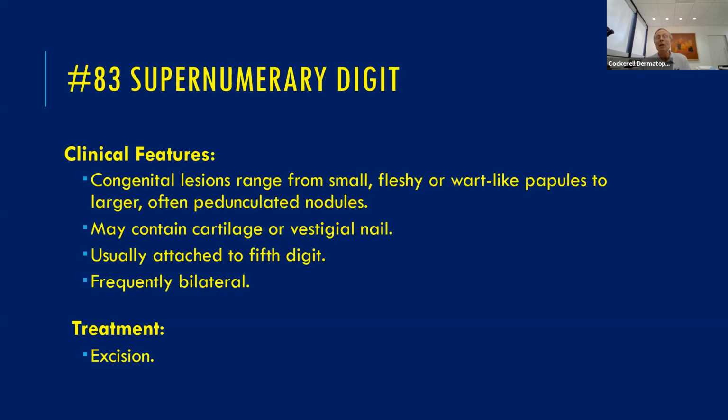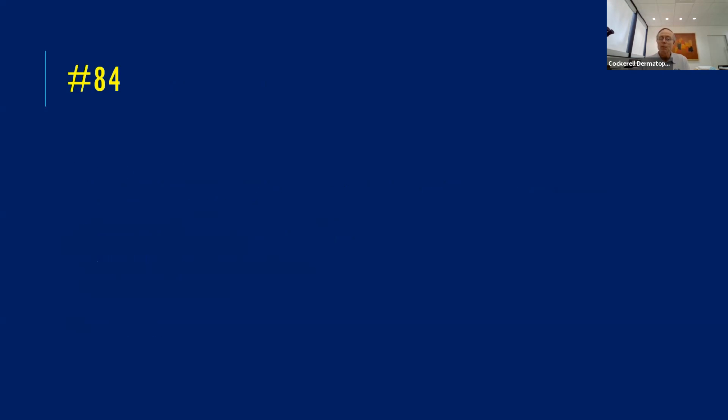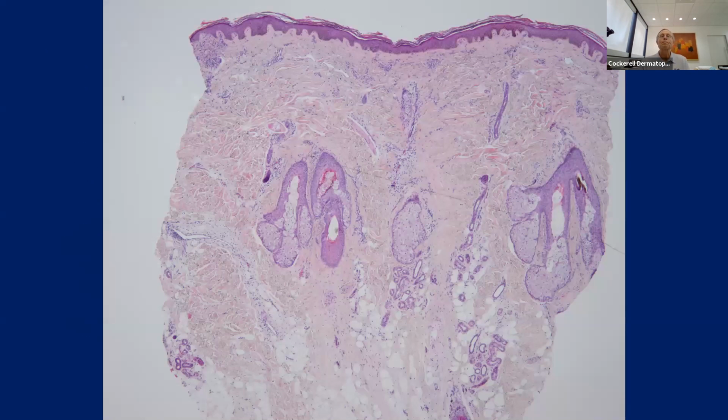And obviously the difference for diagnosis here would be acquired digital fibrous keratoma. That can look a lot like this, maybe rarely an acral angiofibroma that you might see with tuberous sclerosis, but that doesn't give you all the nerves that we would see here. So again, that's a pretty easy one. And it is a type of traumatic neuroma, actually. So we'll talk more about some other neuromas in the future.